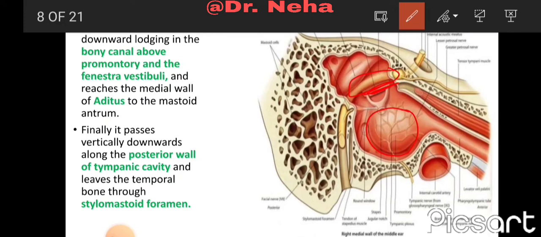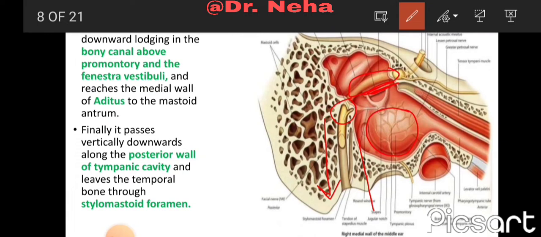internal ear. Then it reaches the medial wall of the aditus to the mastoid antrum. So this is the aditus to the mastoid antrum. Then finally it passes vertically downwards along the posterior wall of the tympanic cavity. This is the tympanic cavity where we have the different bones of the middle ear.